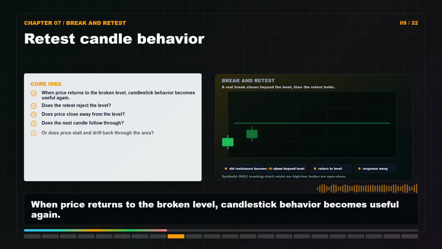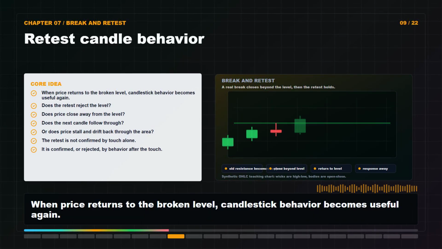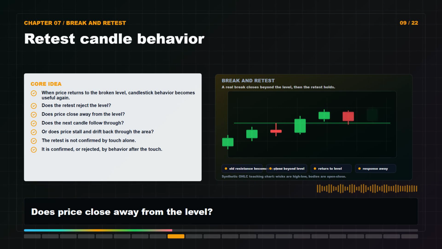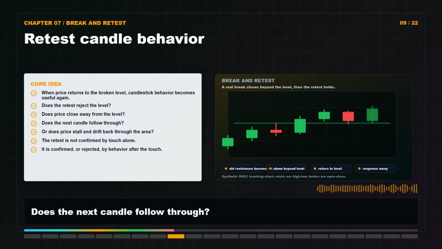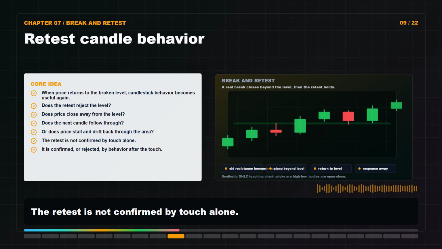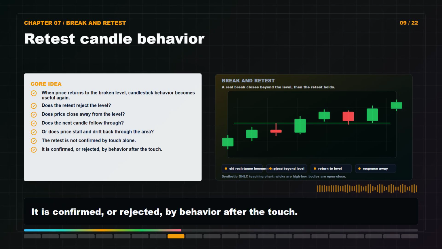When price returns to the broken level, candlestick behavior becomes useful again. Does the retest reject the level? Does price close away from the level? Does the next candle follow through? Or does price stall and drift back through the area? The retest is not confirmed by touch alone. It is confirmed or rejected by behavior after the touch.